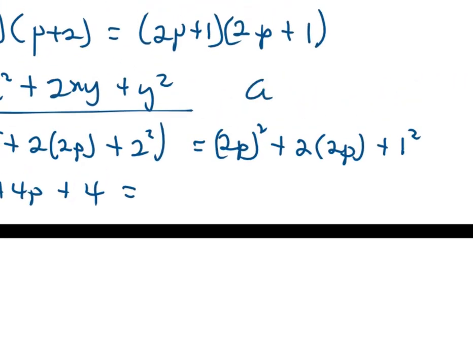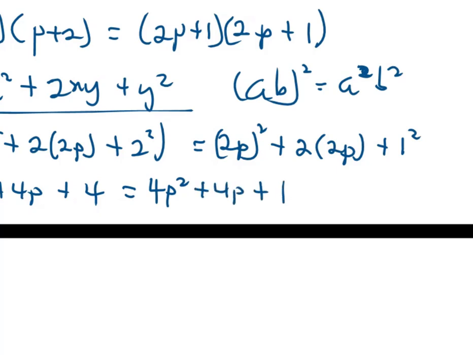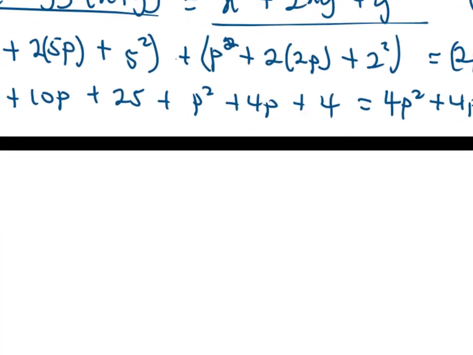Now if I have AB all squared, it is the same as A squared B squared, so it means that the 2 is squared and then the P is also squared. So 2 squared will give us 4 and P squared will give us P squared, so we have 4P squared for that. Then 2 times 2P will give us 4P, then 1 squared will give us 1. So we are trying to simplify this equation.